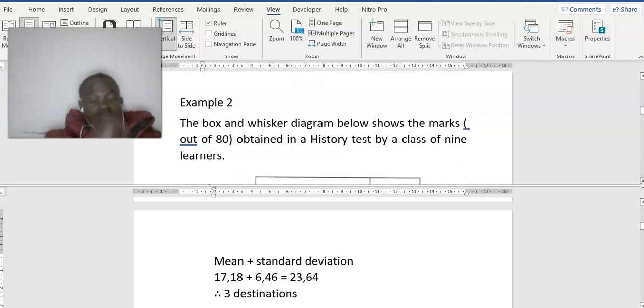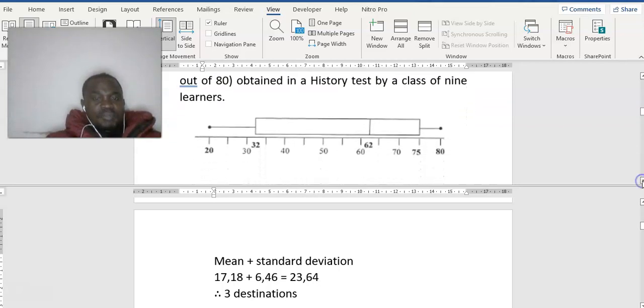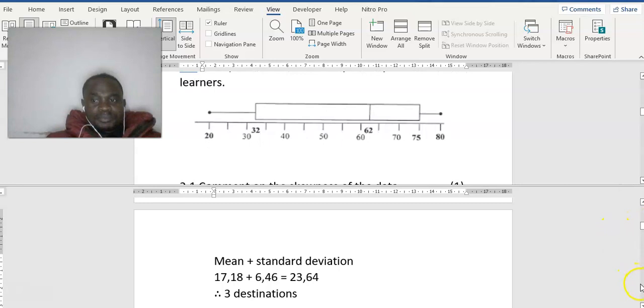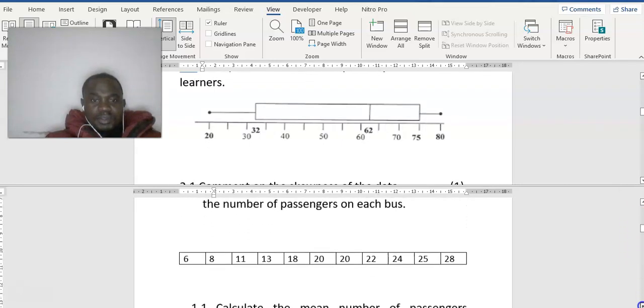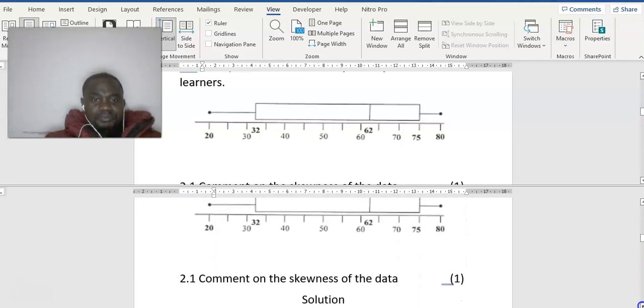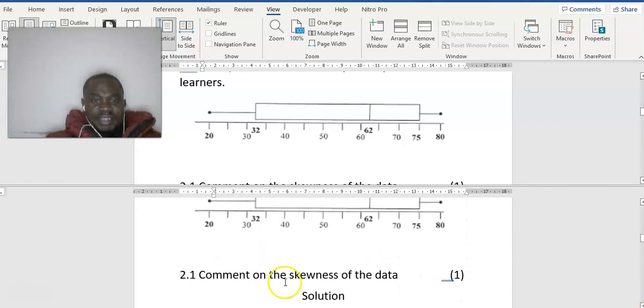Okay, this one we have a box and whisker diagram below, which shows the marks out of 80 obtained in a history test by a class of 9 learners. So this is the box and whisker, now the box and whisker is drawn for us. Then we have our question which says, comment on the skewness of the data.